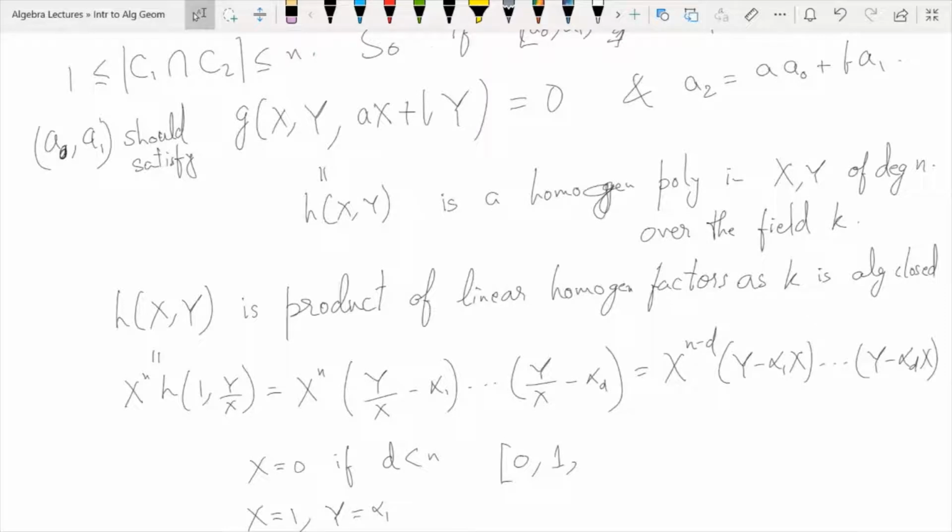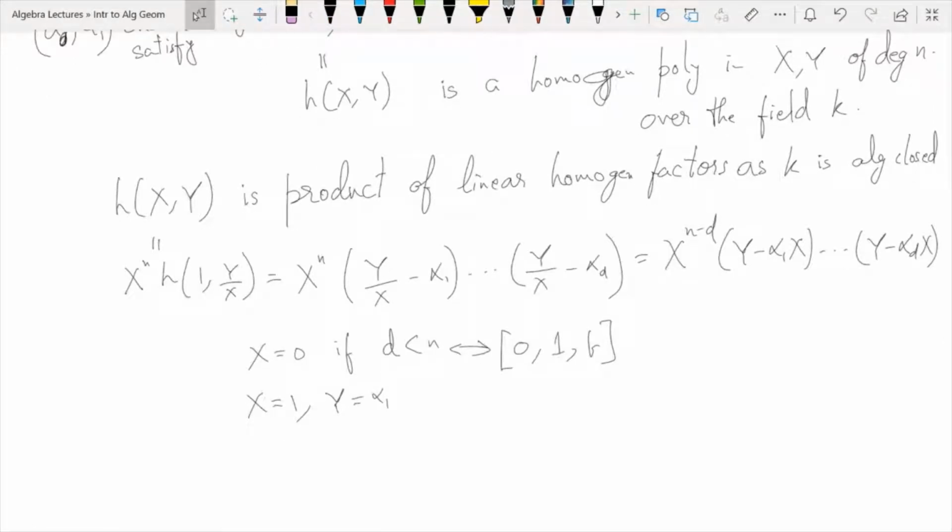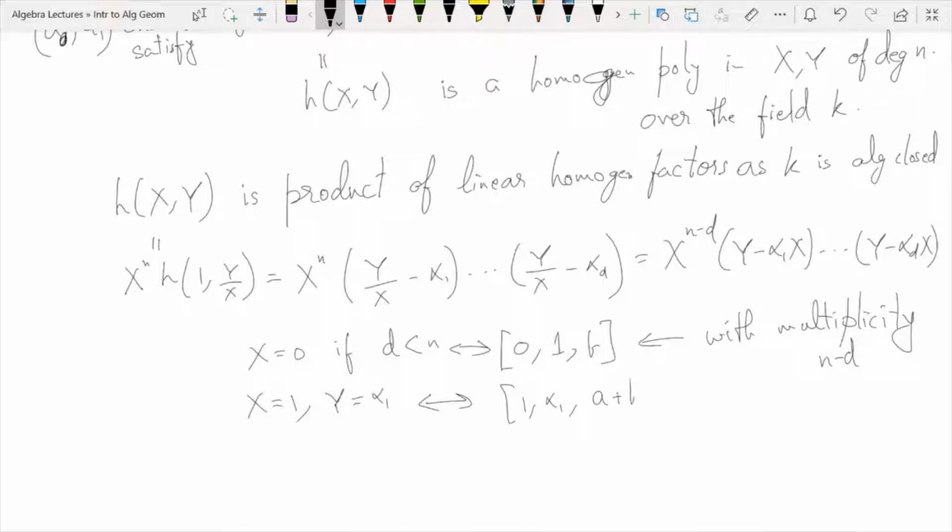A times X, which is 0, and B times 1, which is B. So this corresponds to this point (0, 1, B), and this will appear with multiplicity n minus d. And for these alpha i's, whatever multiplicity alpha i appears with, that's how they will correspond to the point (1, alpha 1, A plus B alpha 1).